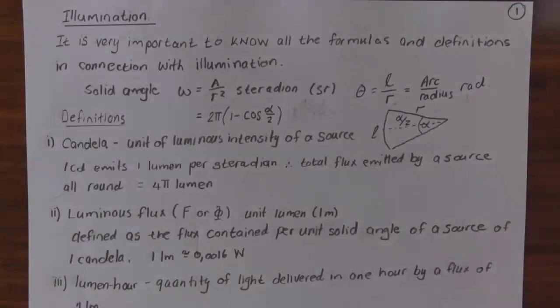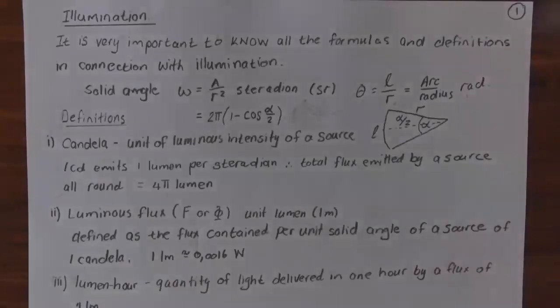Now, it's very important to know and understand all the formulas and definitions in connection with illumination. If we look at the solid angle, omega is equal to A divided by R squared, where A is the area and R is the radius. That becomes 2 pi (1 minus cos alpha) over 2.